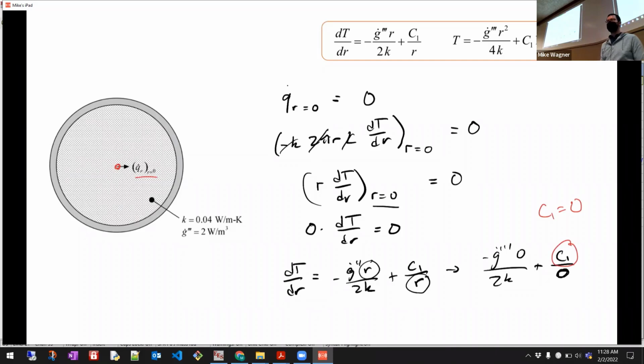Okay, question? I would think about this in terms of taking the limit as r goes to 0. So in the limit that r goes to 0, we have to have this enforced. Any other questions? Okay, so the outcome of this boundary condition is C1 equals 0. Good, we got that far.